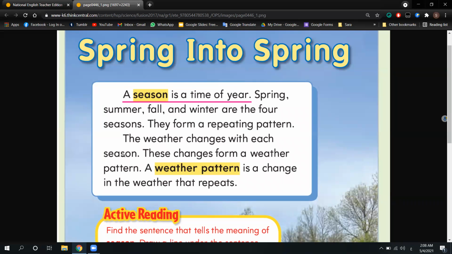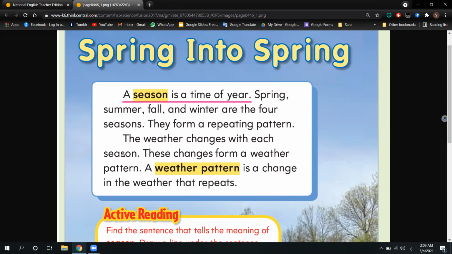And as you know, we talked about weather. We said that we have rainy, snowy, cloudy, windy, sunny, and so on. So these are words that we can use to describe the seasons or what happens in each season. So these changes, like sometimes the weather can be sunny and it may be rainy and so on, form a weather pattern.